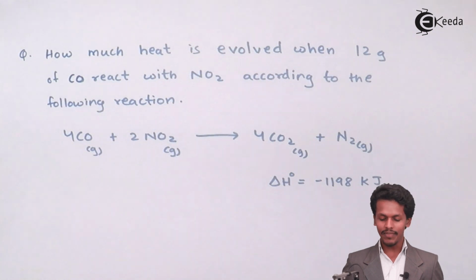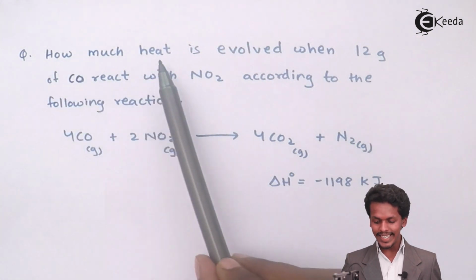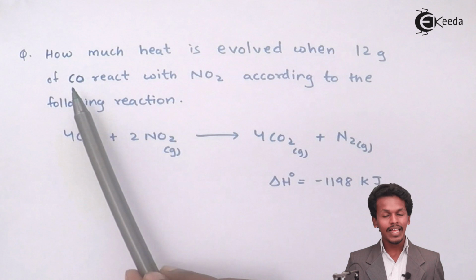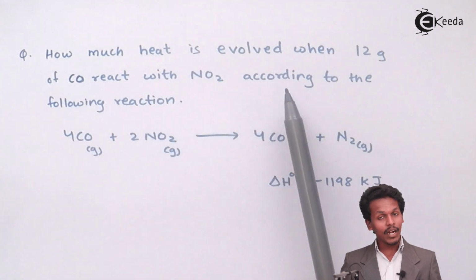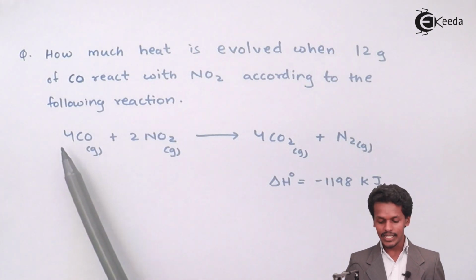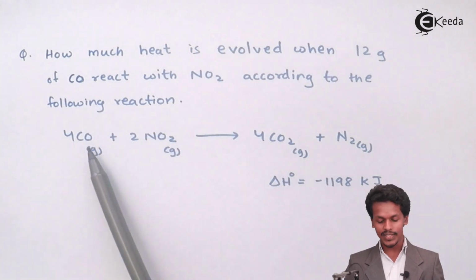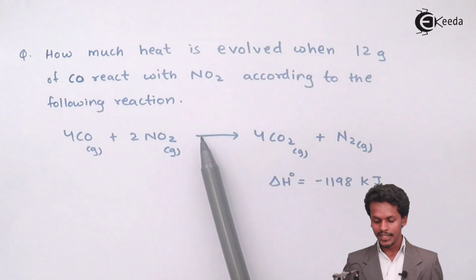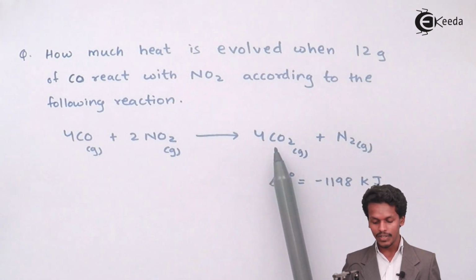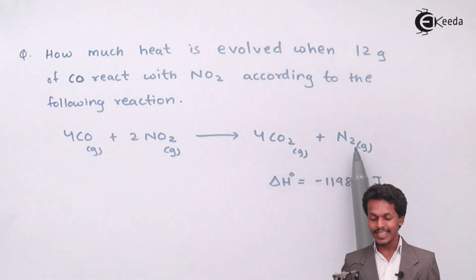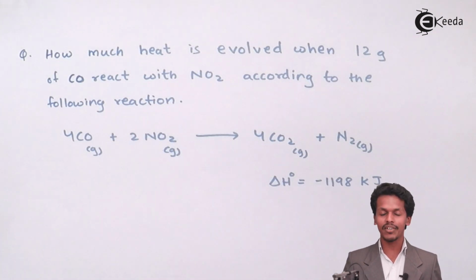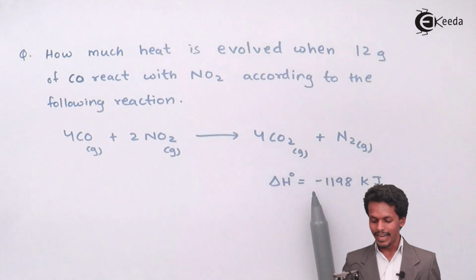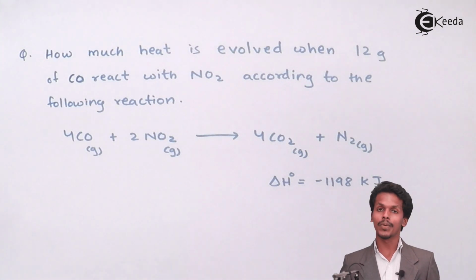So this is the question that we have: how much heat is evolved when 12 gram of carbon monoxide reacts with NO2? According to the reaction, 4 times carbon monoxide will react with 2 times NO2 to give 4 times carbon dioxide plus nitrogen gas, and the delta H or the heat of reaction is given as minus 1198 kilojoule.